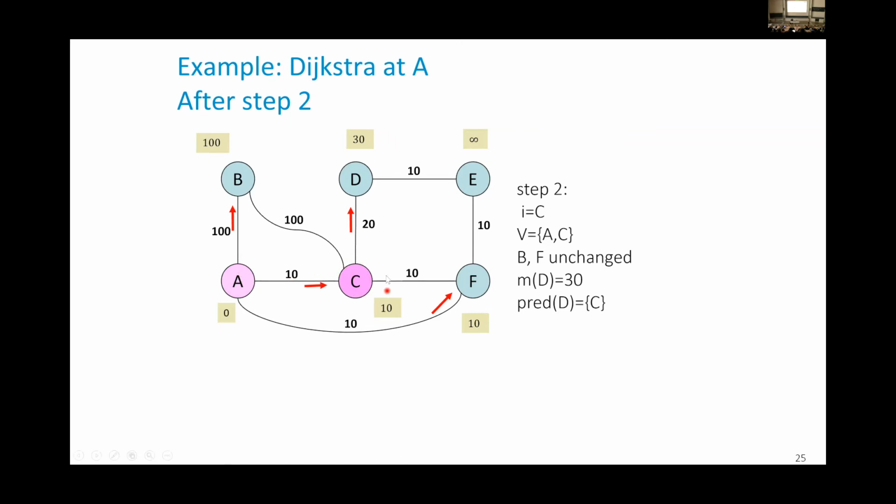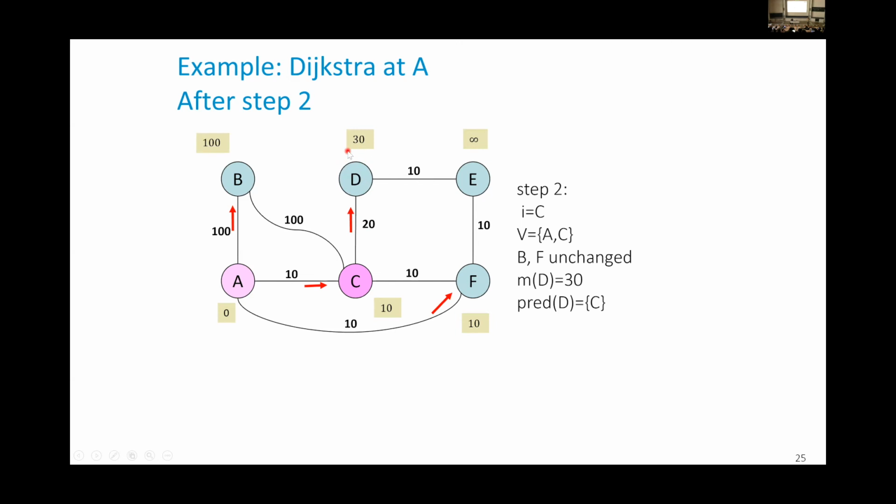Now, since I have added C, I change my estimates of the distances. For example, for D, what's the distance of going from A to D via one of the visited nodes? Previously, the distance was infinite, but now I have a direct link from C to D with a cost of 20. So the cost of going from A to D is now the cost of going from A to C, which was 10, plus 20, which gives 30.